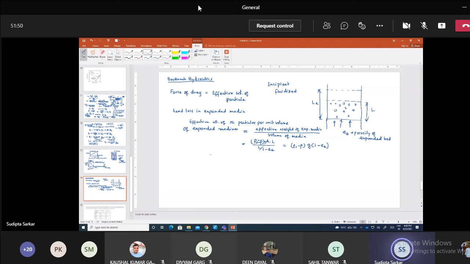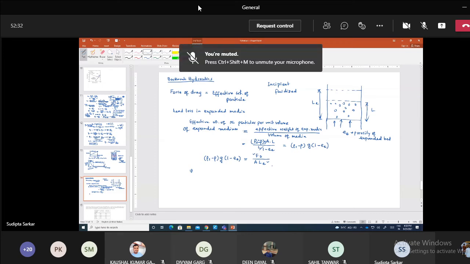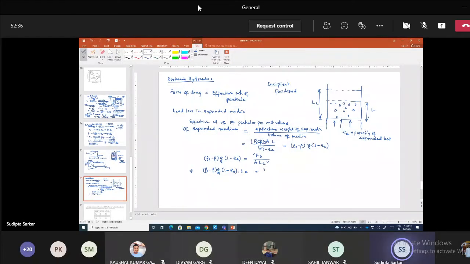So if you equate this, you have (rho_s minus rho) into g into (1 minus E) equals your force of drag per unit area into L_E. Okay, so this is the force of drag and this is per unit volume, right? So now if you multiply each side of the equation, it equals the force of drag divided by A.